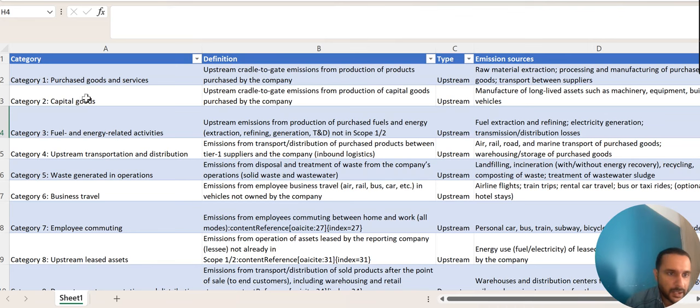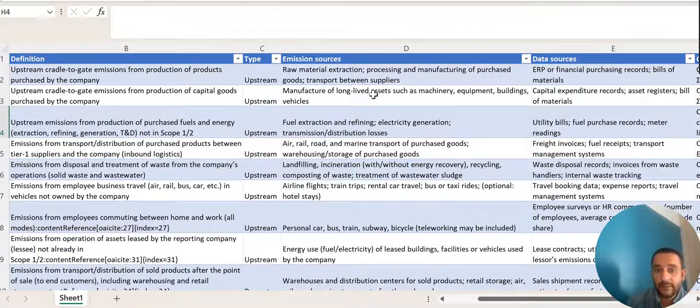Similar to category one are capital goods. They're not raw material, but capital goods means the machinery that you're purchasing. In accounting treatment, capital goods also come under the assets, mostly because it's machinery, a long list of assets: machinery, equipment, buildings, vehicles, etc. So your upstream emissions related to those machines.